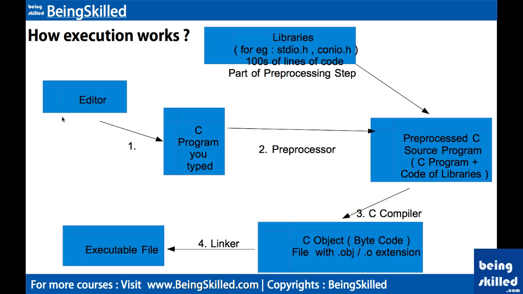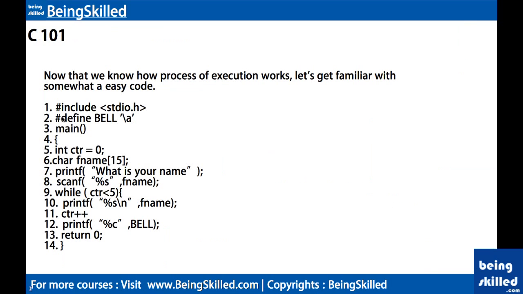There are lots of libraries and lots of header files. One header file can contain hundreds or thousands of lines of code which are to be repeated. So you don't need to type it again, you just need to include them in your source code. So let's see how source code looks, and then we will talk about execution. So this is how any C language code looks.